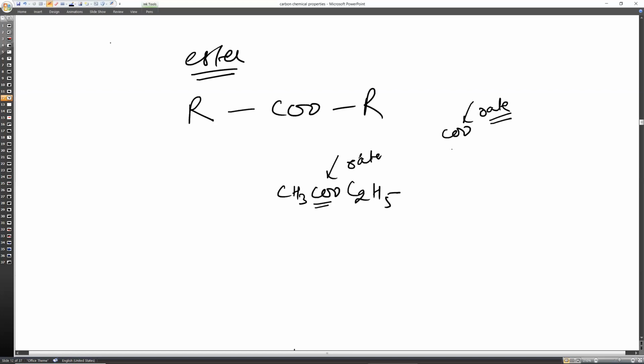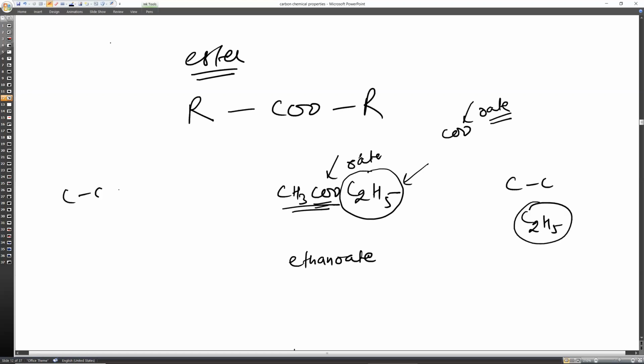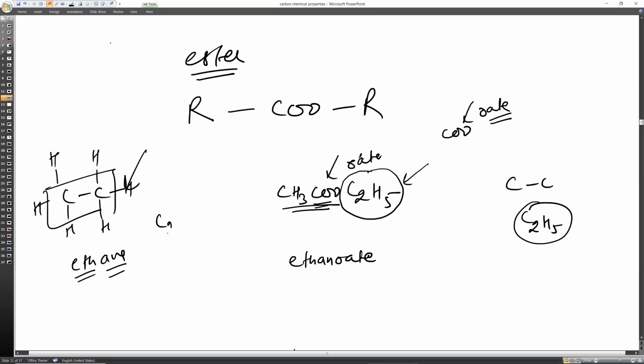If it is 2 carbons, then its name is eth for 2, ethanoate. But we are always going to write first the name of the group attached after the O. So this is a 2-carbon chain. C2H5 is a 2-carbon chain. It is an alkyl group. Like C2H6 is ethane, eth for 2 carbons, ane for single bond.